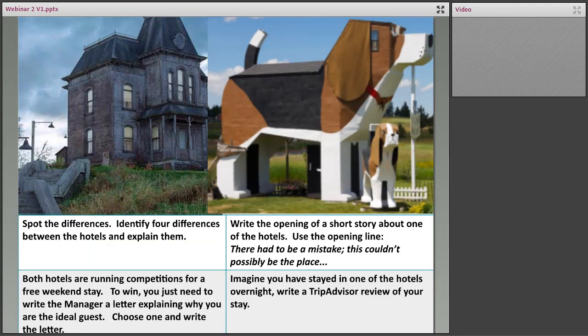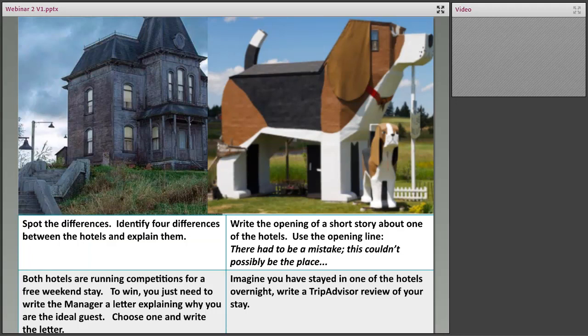So I've got spot the differences: identify four differences between the hotels and explain them. So they might come up with, for instance, one is obviously for dog lovers, which is a bit boring, but at least it's a start. And the next one is write the opening of a short story about one of the hotels. And I've suggested an opening line there. There had to be a mistake. This couldn't possibly be the place.